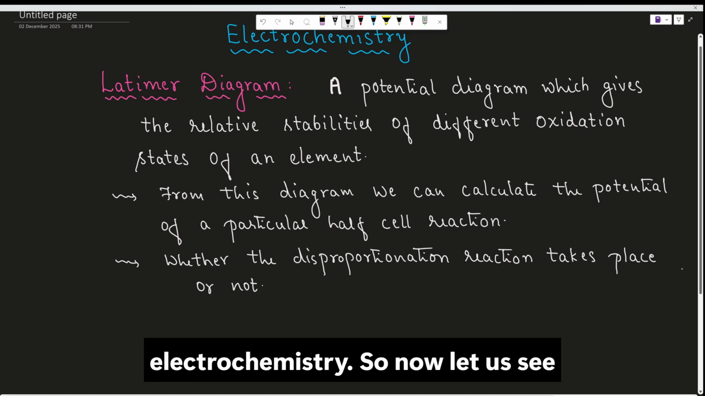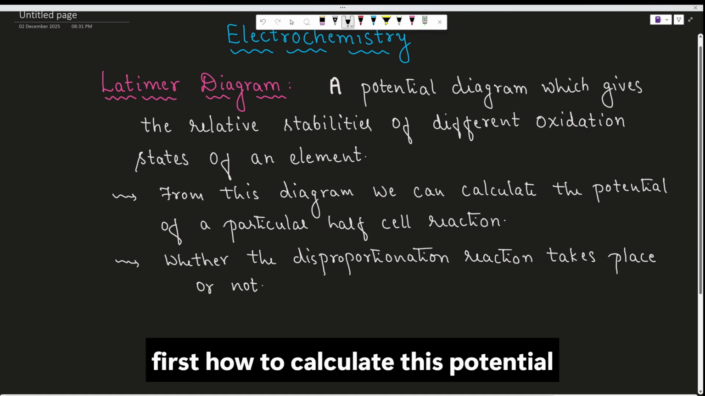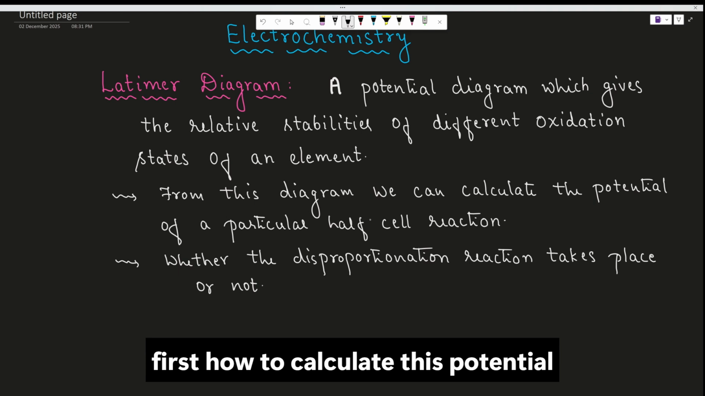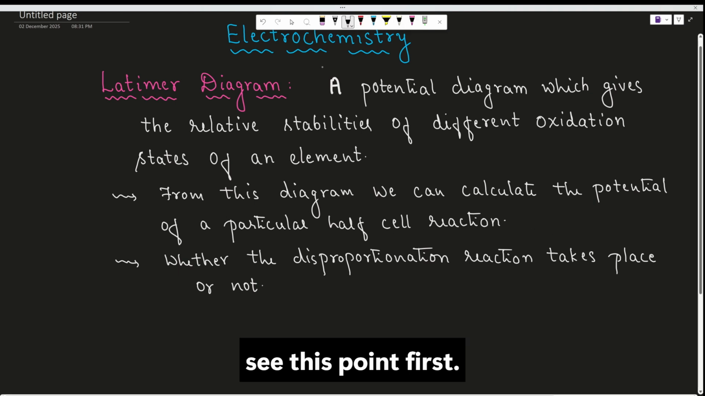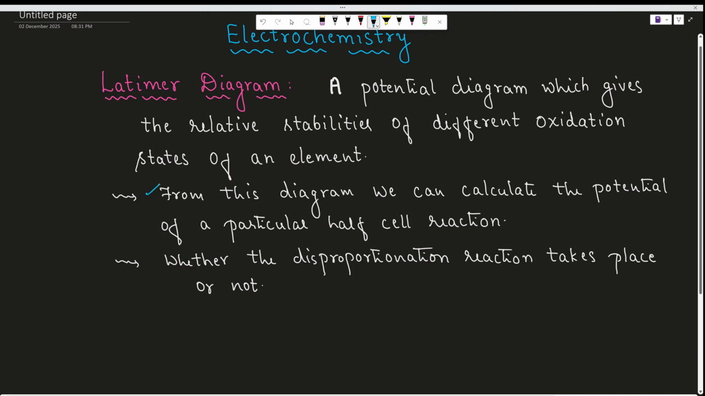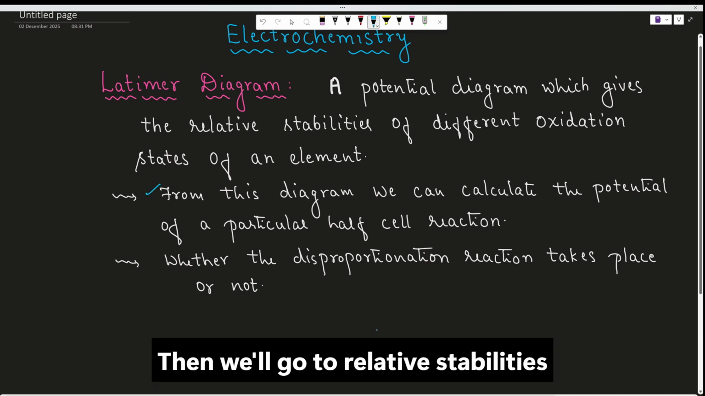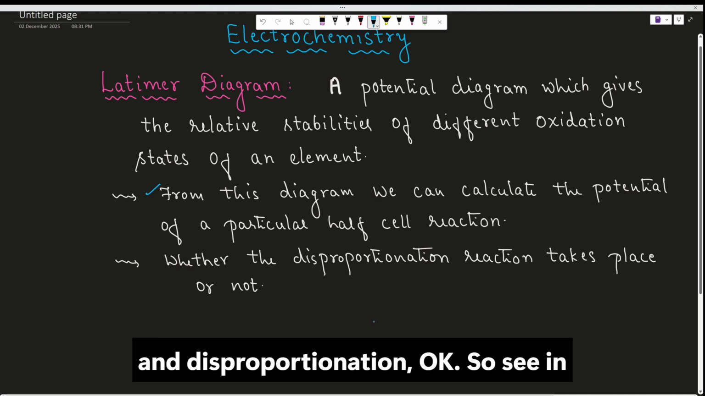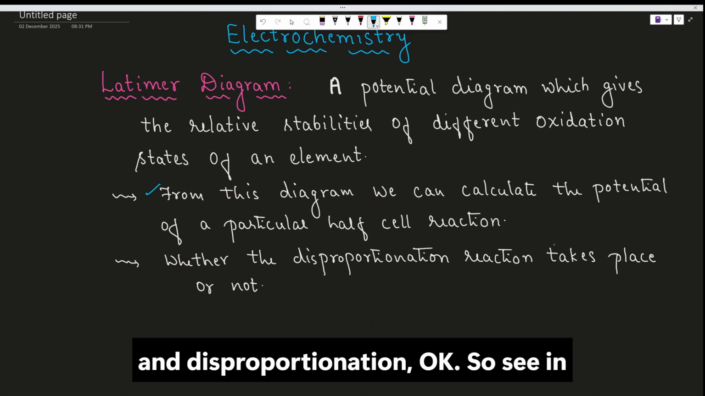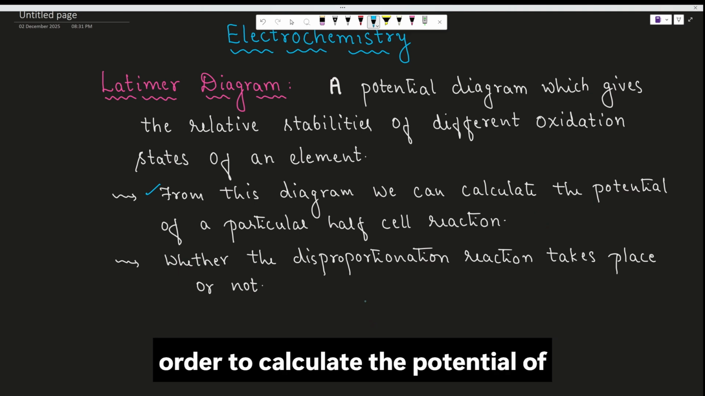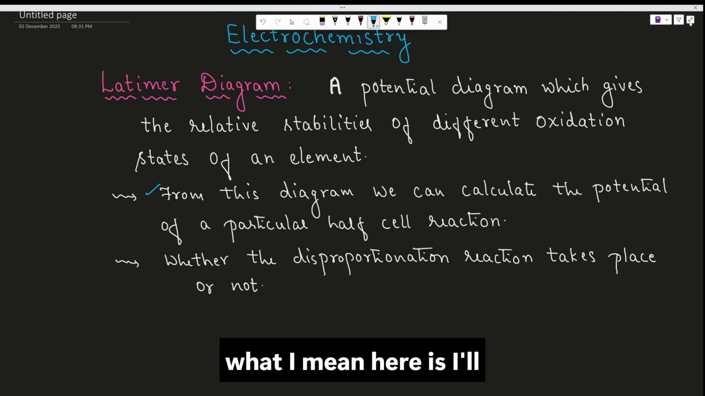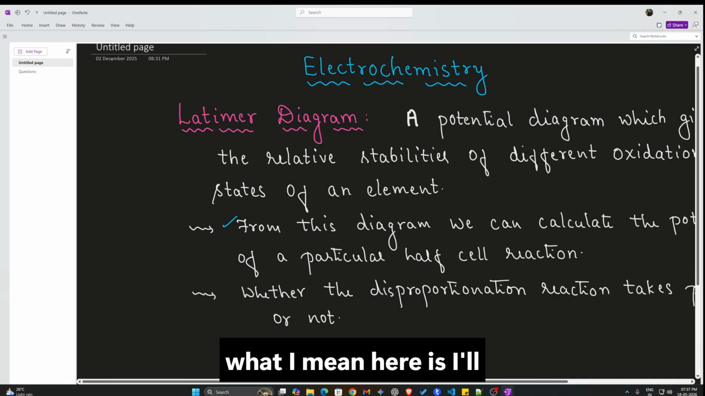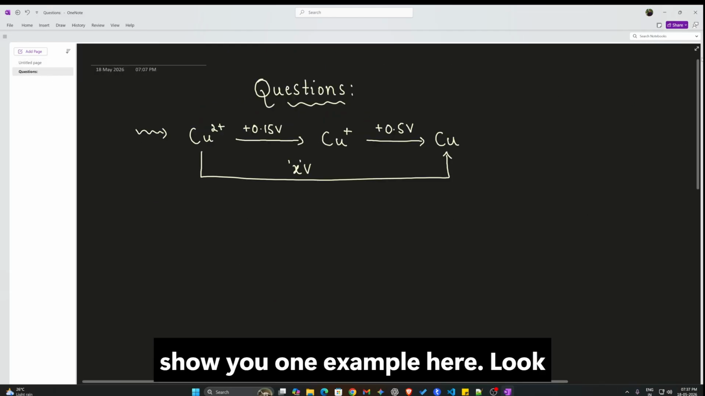So now let us see first how to calculate this potential of a half cell reaction. Okay, we'll see this point first. Then we'll go to relative stabilities and disproportionation. Okay, so see, in order to calculate the potential of a particular half cell reaction, so what I mean here is, I'll show you one example here.